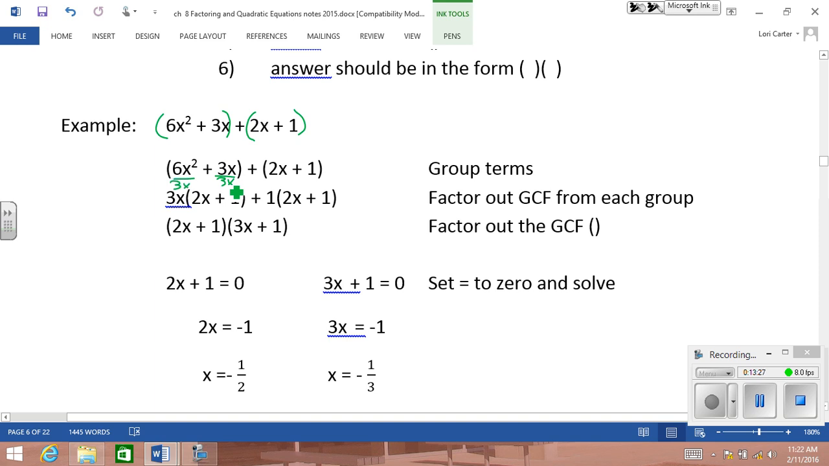And from the parentheses. If you are not paying attention when I am teaching you how to factor, help me. Okay, what is 6x squared divided by 3x? 2x. What is 3x divided by 3x? 1. Good. Okay, the next one is the tricky one.